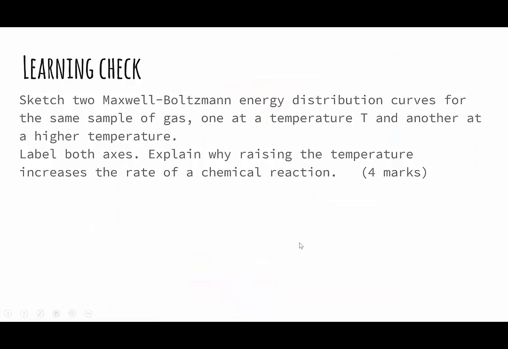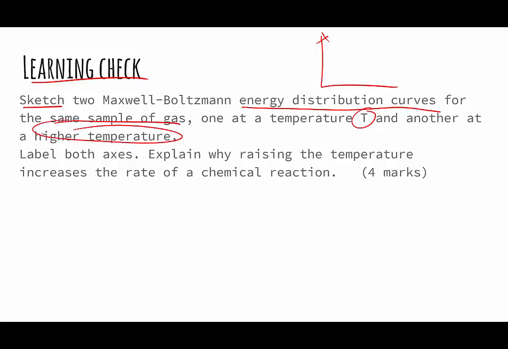Okay, here's our learning check. Make sure you sketch two Maxwell Boltzmann energy distribution curves on the same x-axis and y-axis for the same sample of gas, one at a temperature of T and one at a higher temperature. You've got to label both axes and also explain why raising the temperature increases the rate of a chemical reaction. Make sure, this question is worth 4 points.